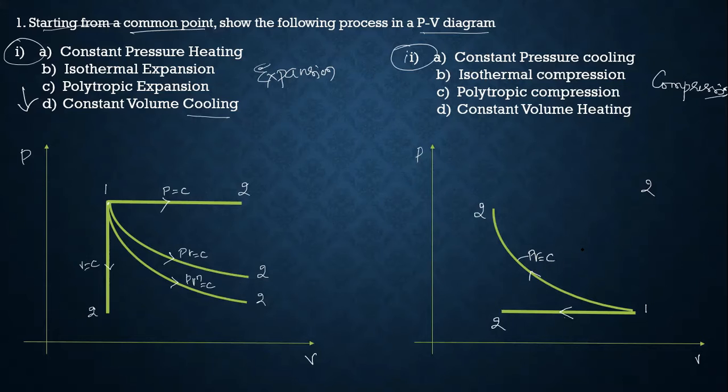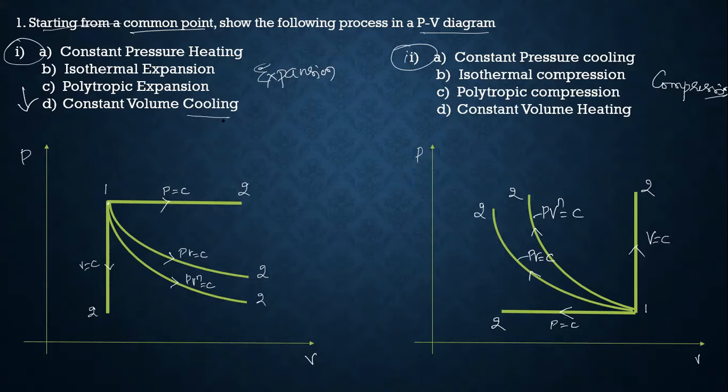Next process, polytropic compression process. This is polytropic compression where pressure increases and volume decreases. This is state 2 following a path. Governing law PV to the power of n is equal to C. Here n is index of compression. The last process is constant volume heating. Volume remains constant and pressure increases. This is the process, and volume is held constant.